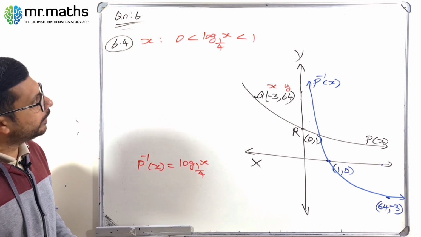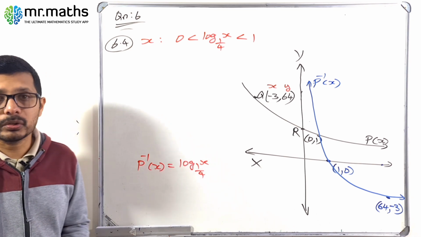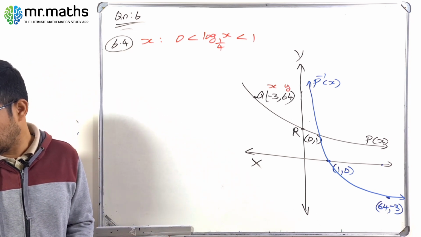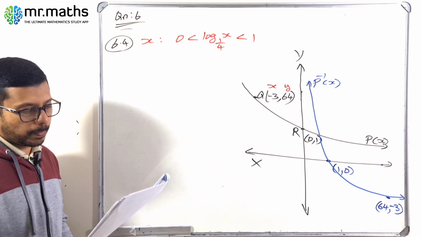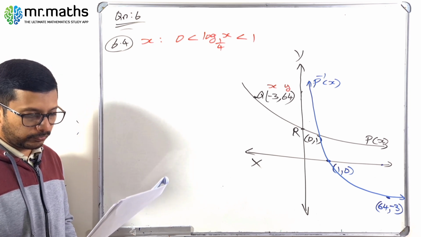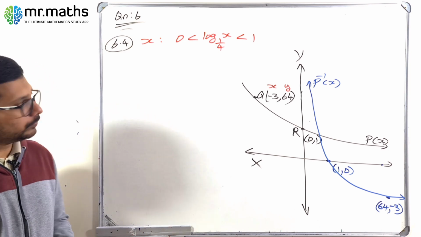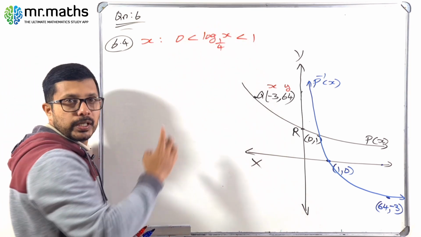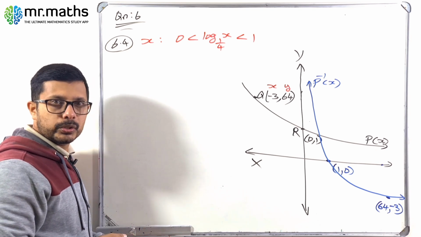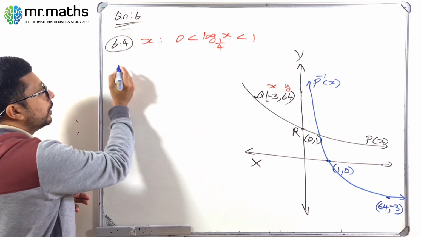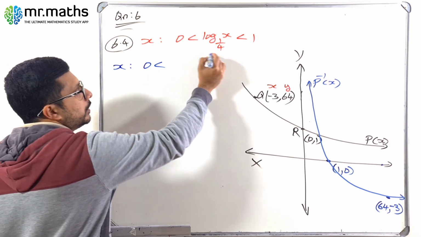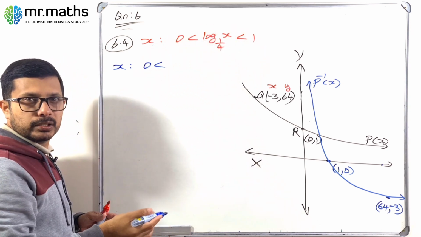Now that is not our question. Our question is not to draw the p inverse graph. Our question is you have to find the values of x where 0 is less than log x to the base 1 over 4 less than 1. So here, this one is a p inverse of x graph, so that is a function. Function we can represent as y also. Now look at how I am going to write this x. You have to find the values of x where 0 is less than p inverse of x, as a function.